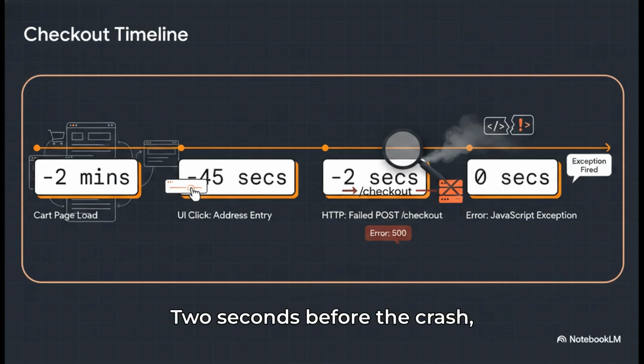2 seconds before the crash, an HTTP breadcrumb shows a failed POST request to the checkout endpoint, maybe returning a 500 error. And finally, at 0 seconds, the JavaScript exception fires because the front end stupidly tried to read a success message that simply didn't exist. See? We didn't have to guess. We literally just watched the timeline unfold in front of us.